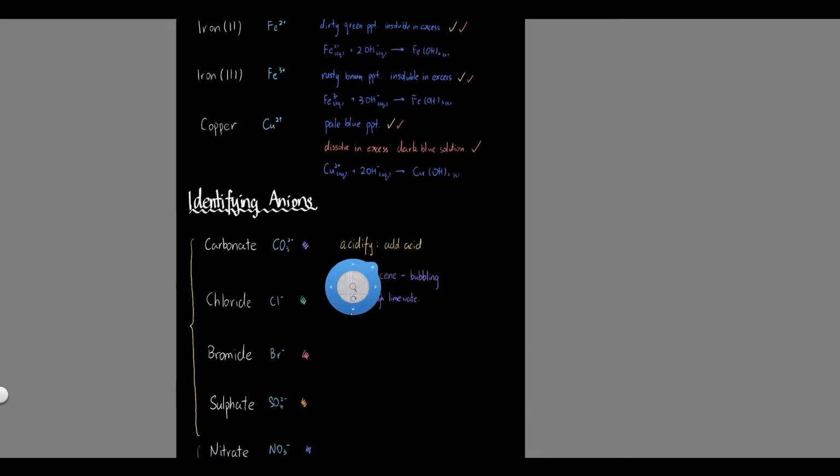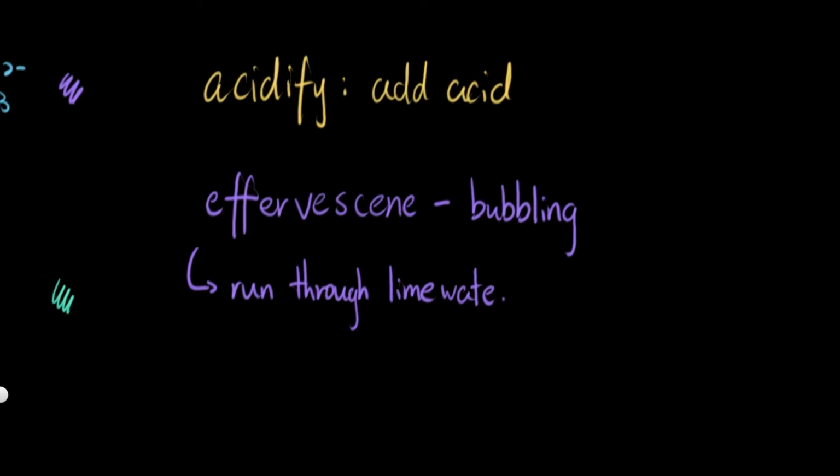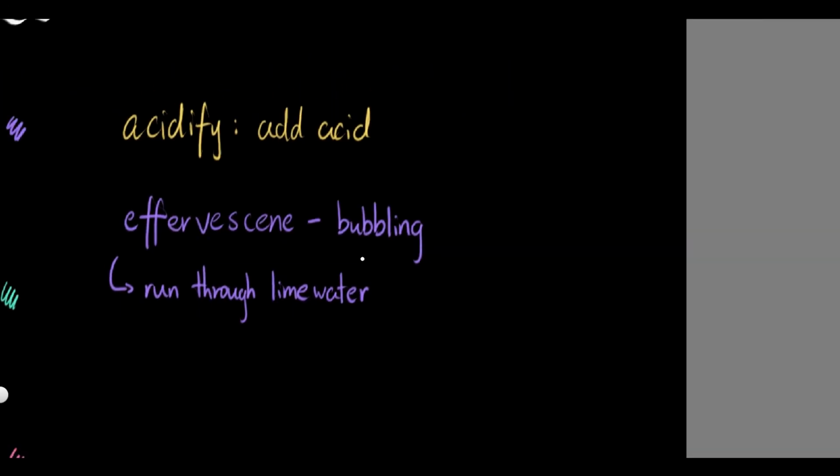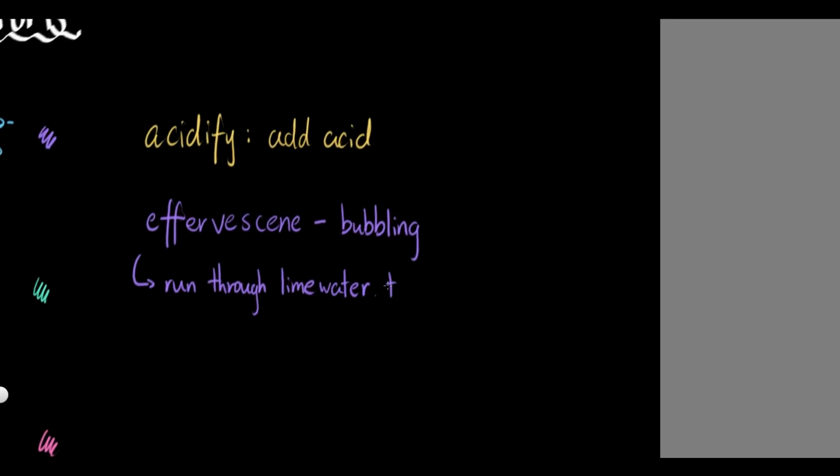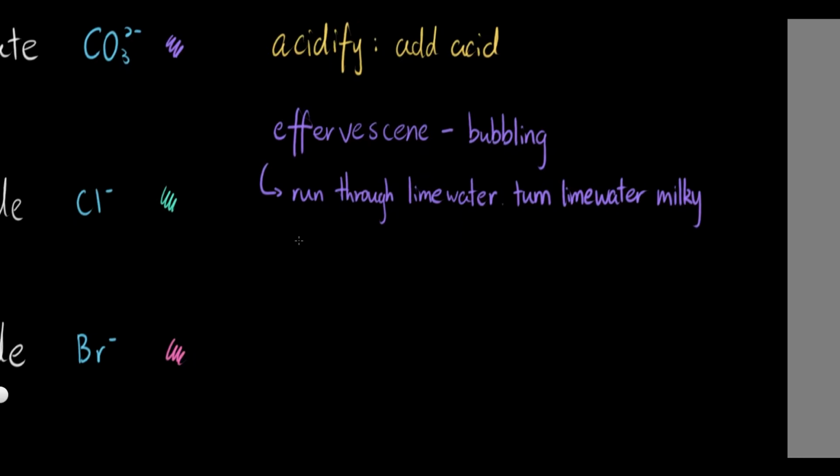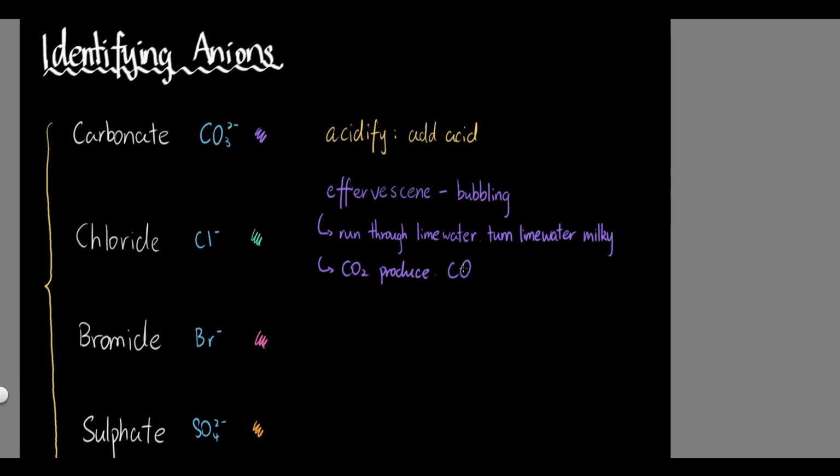I will write it here: turns lime water milky, and this indicates that CO2 is produced, and carbonate ion is present.